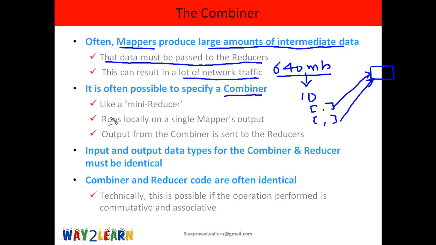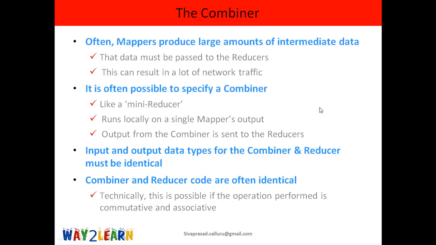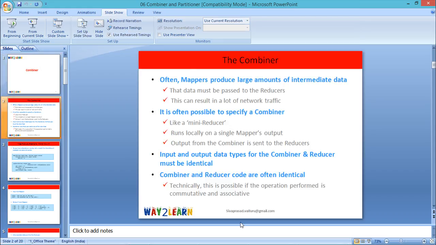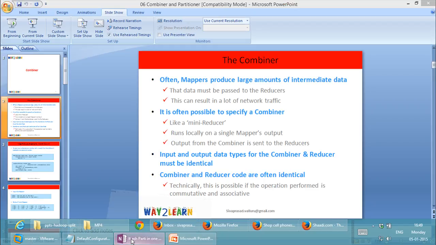What is a combiner? A combiner is like a mini reducer. The code of a combiner is similar to a reducer. You can use the reducer class itself as a combiner. If you set a combiner on this job, the combiner will work on the output of a single mapper. Let me show you through a diagram first.